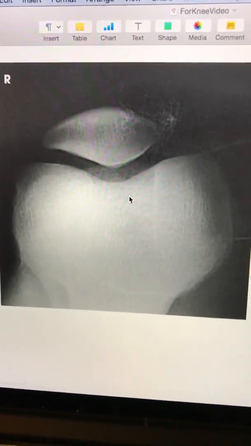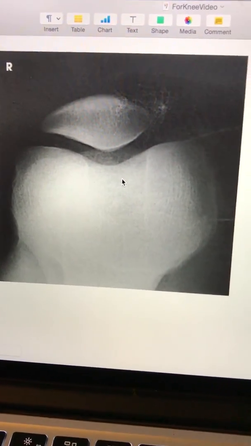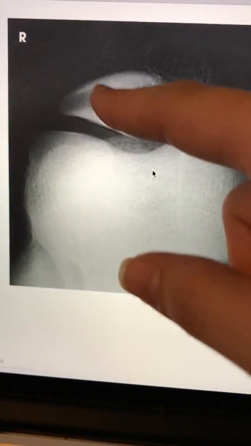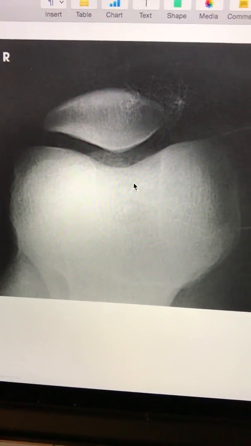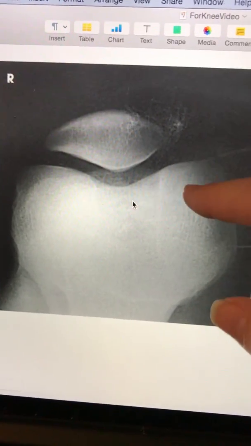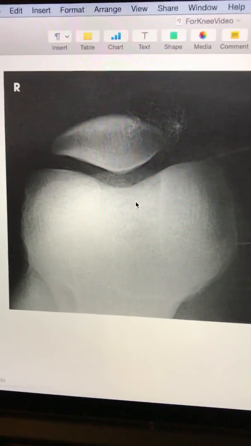Okay, and then this is the sunset view, but it's really called a tangential patella. That's when we did the Settegast method. So you bend your knee, and you're trying to isolate the patella to see if there's any potential fracture problem between the patella and the femur. So we just want to have a nice open joint space.